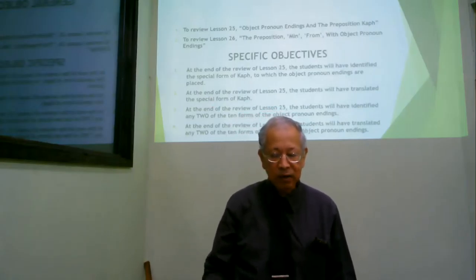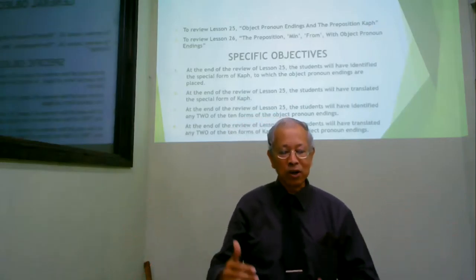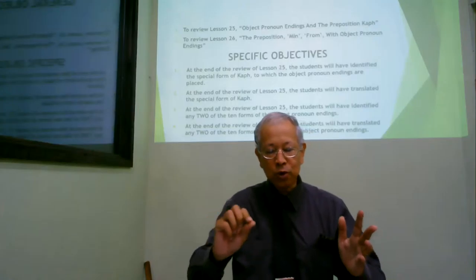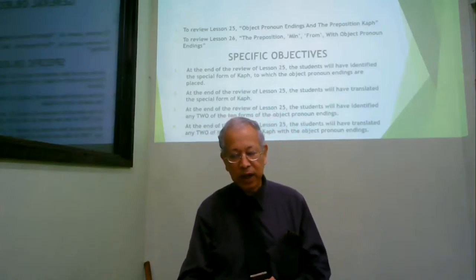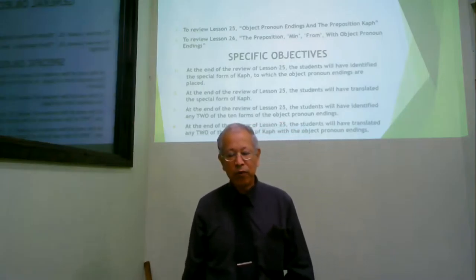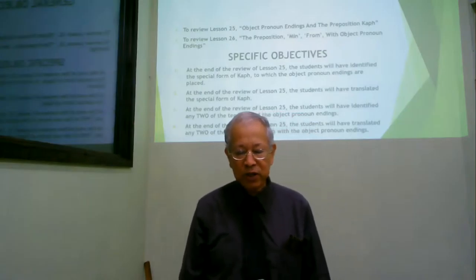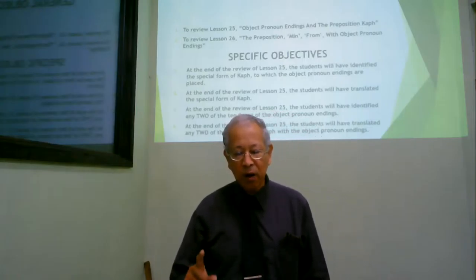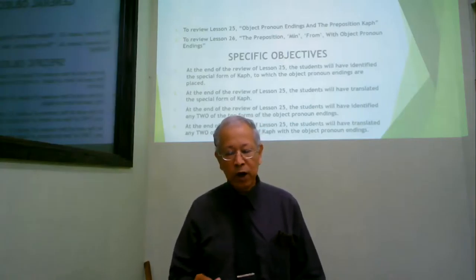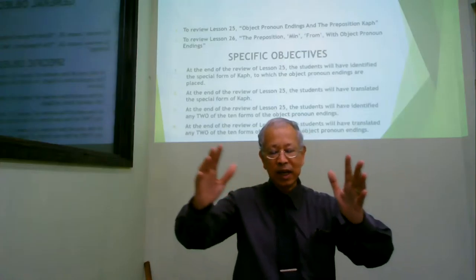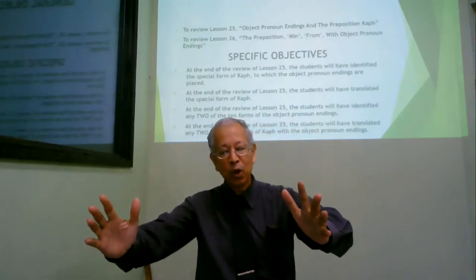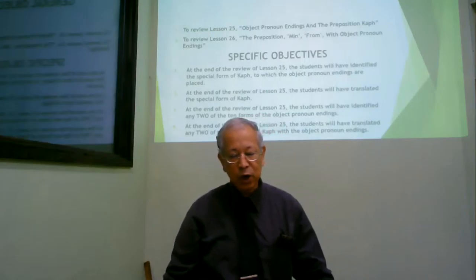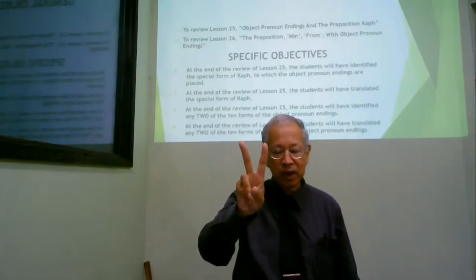Okay? For example, what does knee mean? What does eka mean? What does ek mean? You put any two translations right there in answering that question. Number 4, the end of the review of lesson 25, the students will have translated any 2 of the 10 forms of kaf with the object pronoun endings. Now in number 4, you're not dealing merely with the endings, but you're dealing with kaf, that is kamo, with the endings. So you need to know all of them in order to be able to choose any two to translate it.